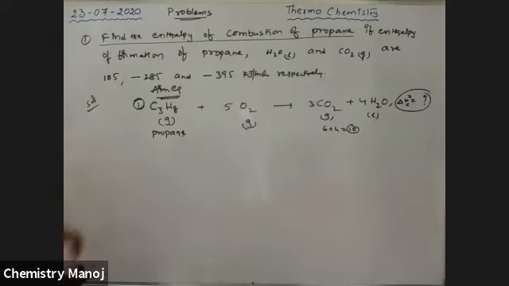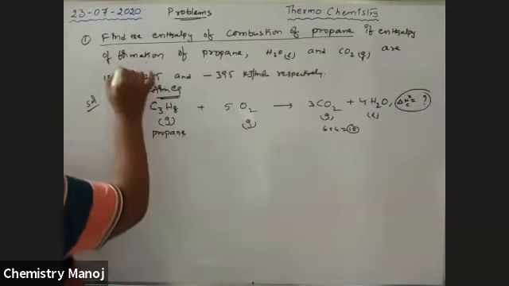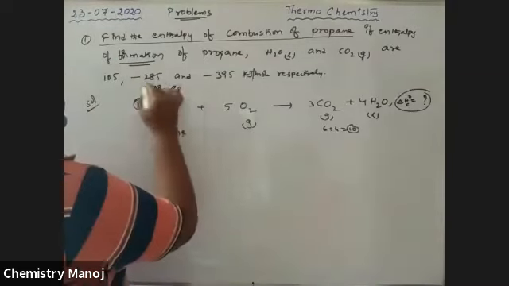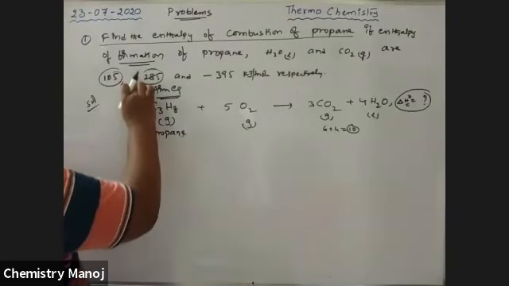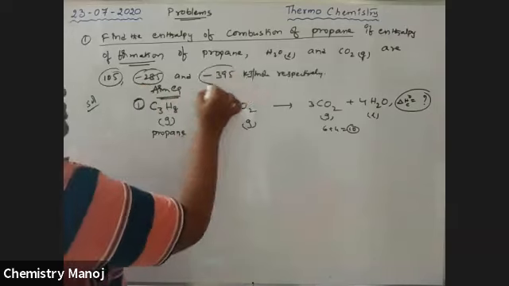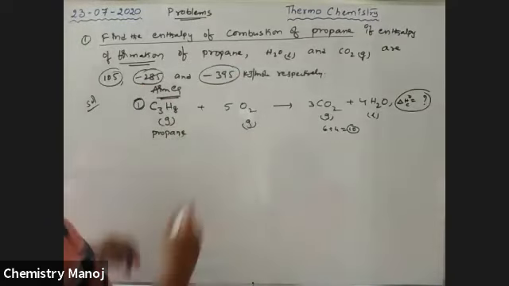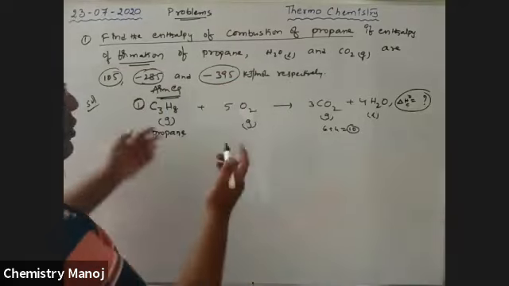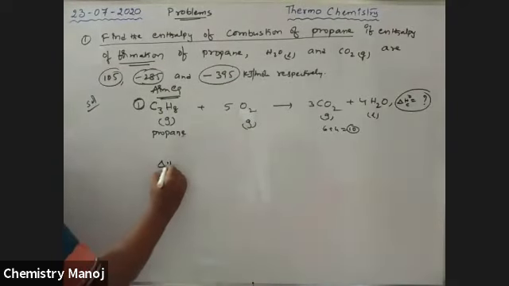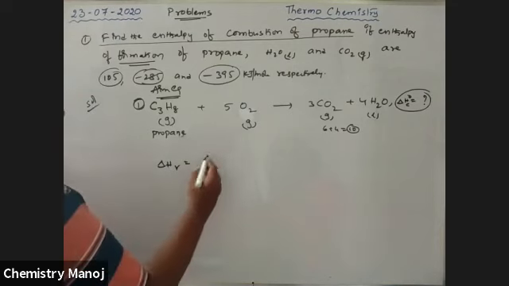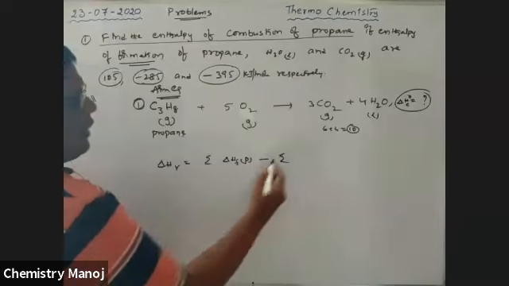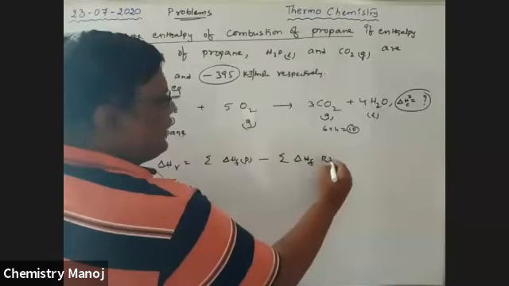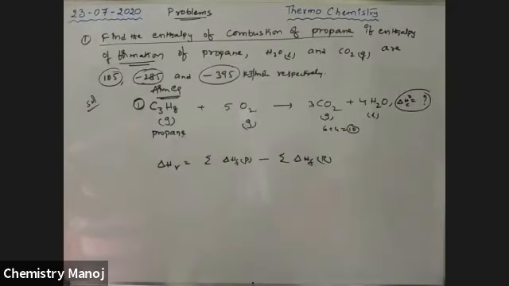So the given values are: here is the enthalpy of formation of propane, this is for water, this is for CO2. Formation values are given to you. In a reaction, if enthalpies of formation are given, then delta H of reaction is equal to sigma delta H formation of products minus sigma delta H formation of reactants.